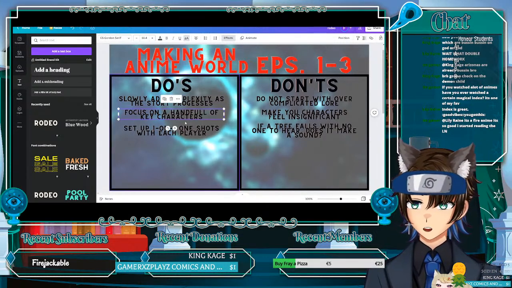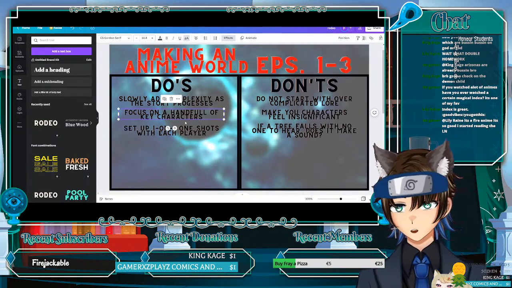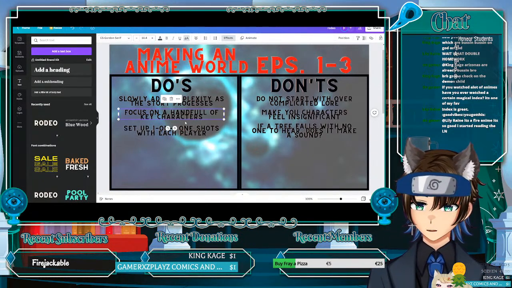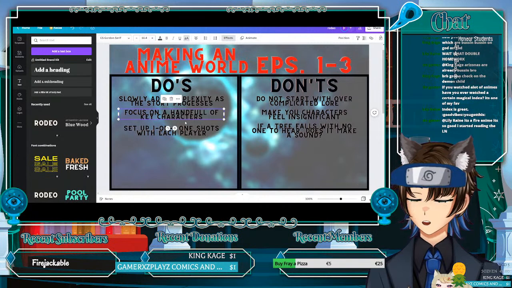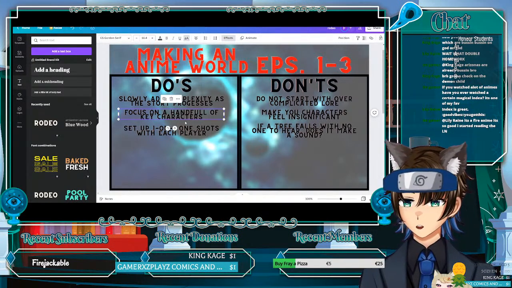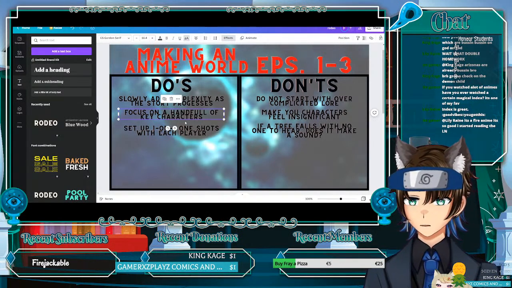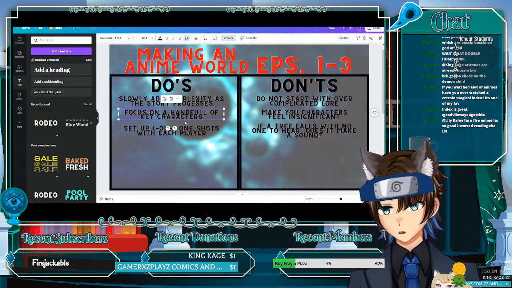Focus on a handful of key characters. That's very important. Don't bombard your characters with too many characters. Think about anime. Think about every good anime you've seen and ask yourself how many characters are actually in that anime that you can remember. And that should be your keyframe.